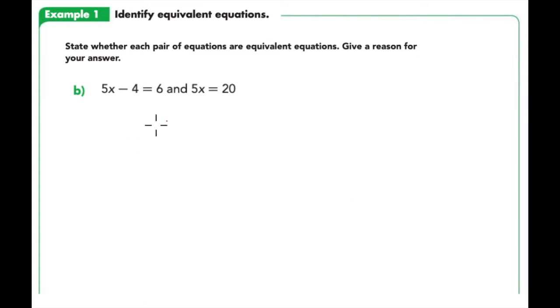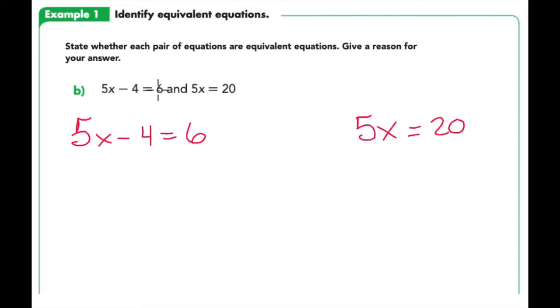In our next example, we have two equations here. We have 5x minus 4 equals 6. And then we have 5x equals 20. For this method now, I notice that the right sides of my equations, 6 and 20, are not the same. So simplifying the left side is not going to work out for me.